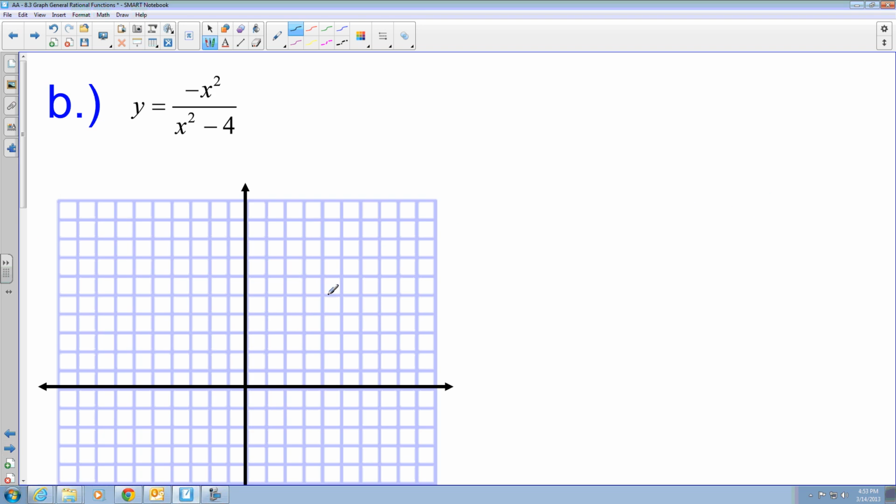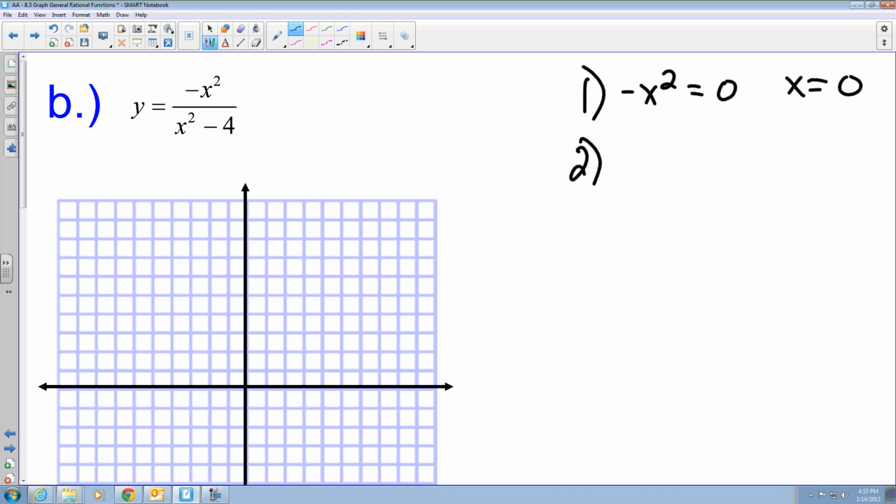So here I have y equals negative x squared divided by x squared minus 4. First thing I want to do is find my x-intercept. So I have negative x squared equals 0, which means x equals 0. So my x-intercept is at 0.